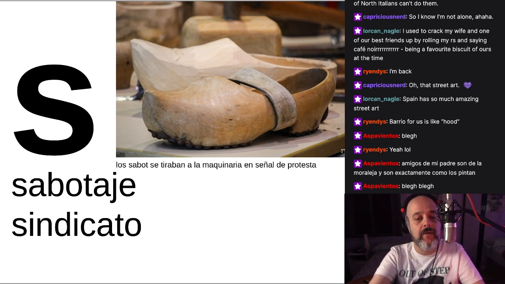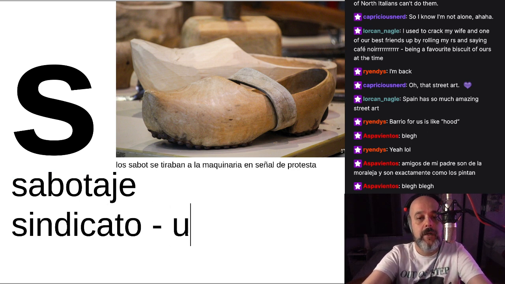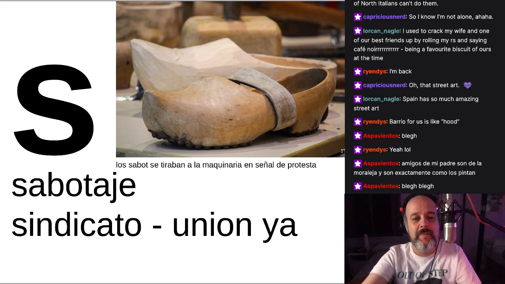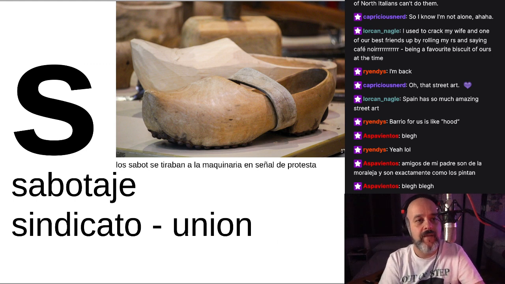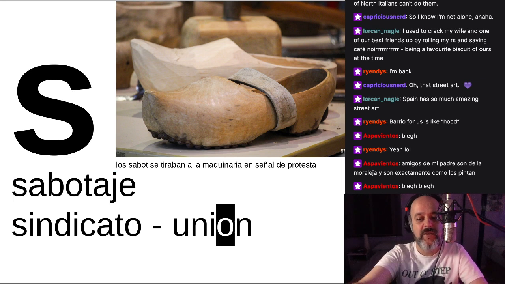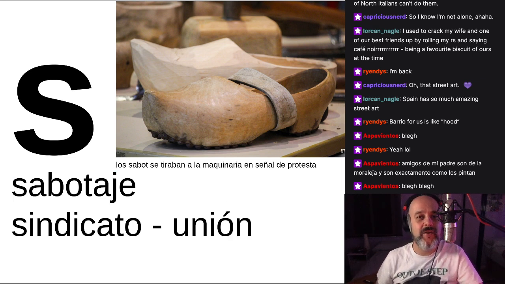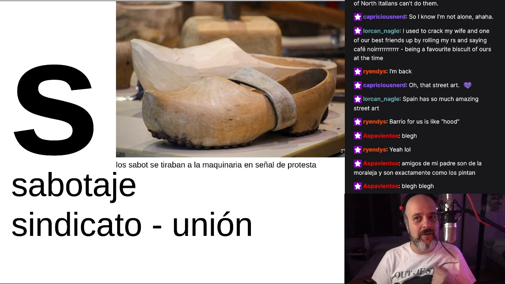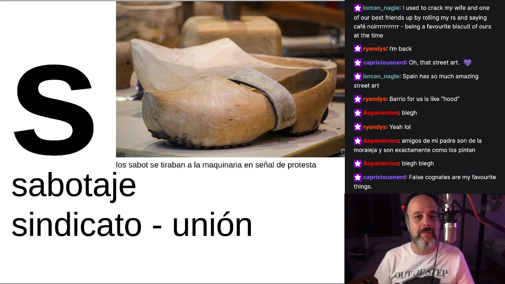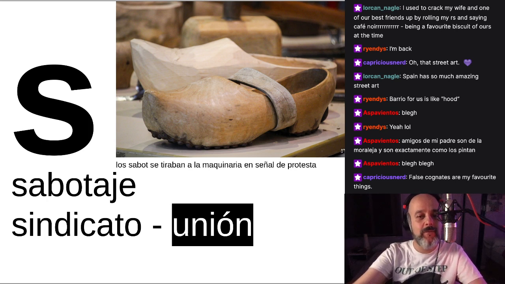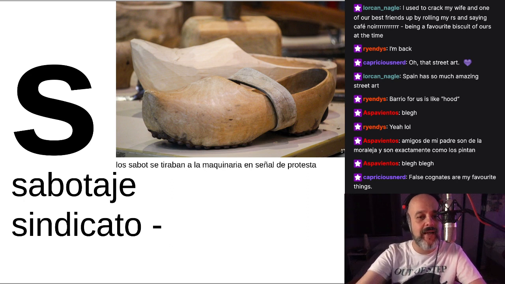I'm gonna write it down here. Union, sindicato. But unión, if we write it in Spanish, it's a union of people, you know, the joining forces together or, you know, even sports unions, Unión Deportiva, you know, it's clubs, and it's a very wide term, we should say. But union in English, sindicato en español.